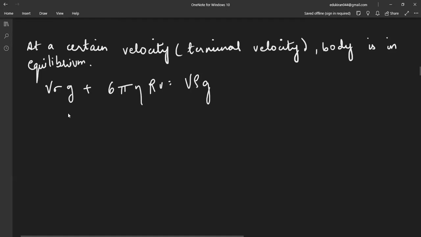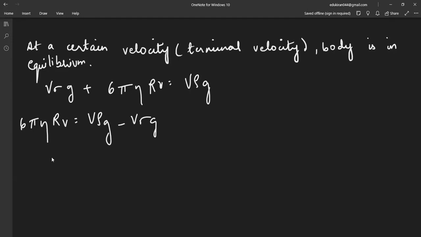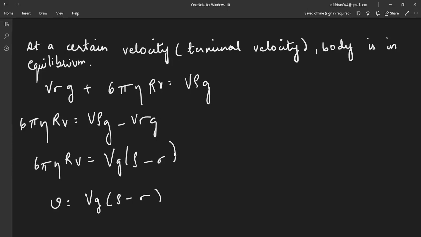Right. Now, let's put these velocity terms and volume terms together. So 6πηrv is equal to Vρg minus Vσg. Let's take all the things that are common. 6πηrv is equal to capital V into g, and we have (ρ minus σ). So from here, what is the value of velocity? Velocity is Vg(ρ minus σ), and the terms that are left are 6πηr, correct?